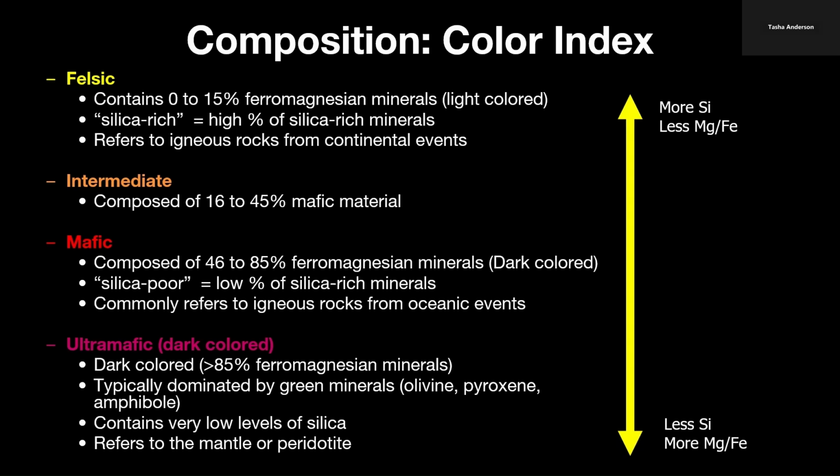Mafic rocks are dark, iron and magnesium-rich rocks, often black or dark green due to minerals like pyroxene and olivine, and they contain 46 to 85% mafic composition. Ultramafic rocks are very dark and often greenish, reflecting their extremely high olivine and pyroxene content with more than 85% mafic minerals.